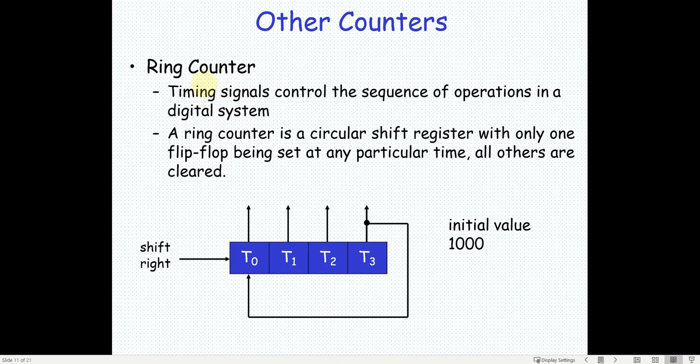Okay, the next type of synchronous counters we'll see is the ring counter. The timing signal and controls are very important. Let me first explain how this works and then I'll speak about the application. Suppose I initially put 1000 here. Now with each clock, what happens?